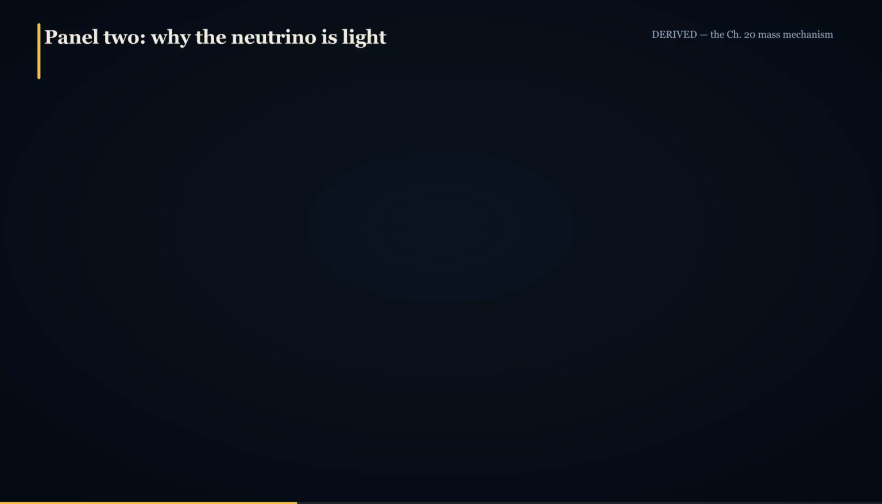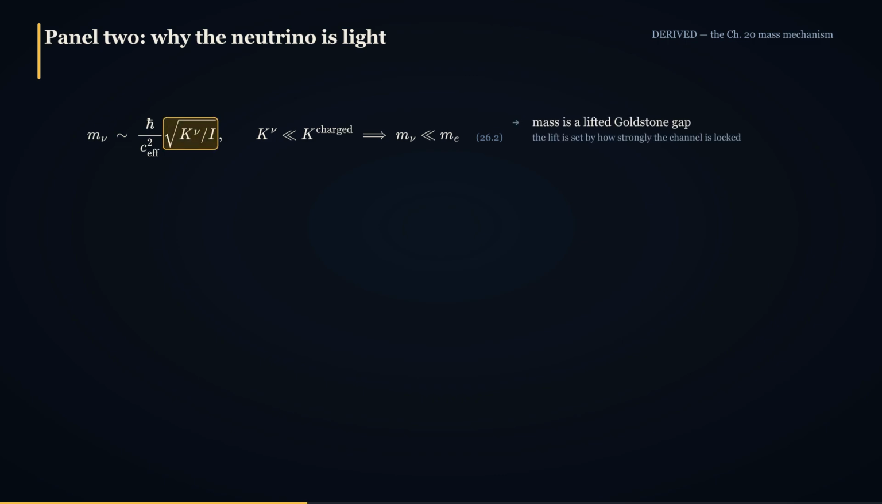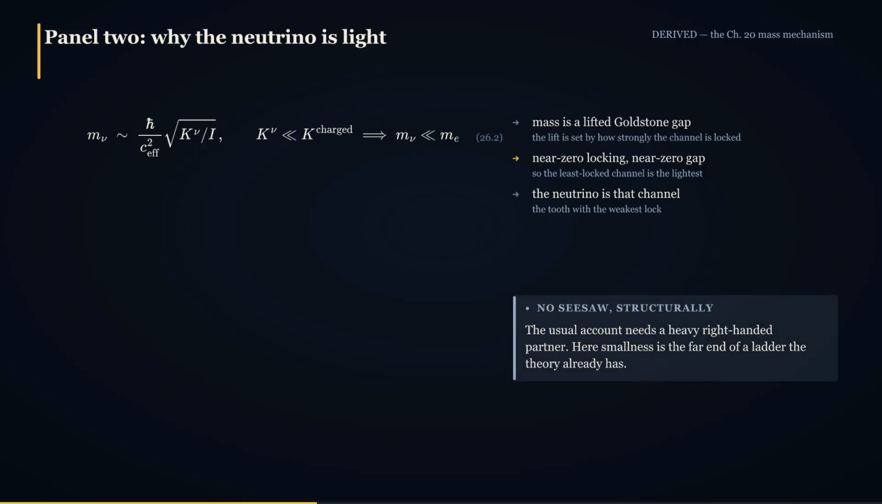Panel 2. The neutrino needs no new machinery at all. It runs on rails already laid. Why is it light? Charged fermion masses here are lifted Goldstone gaps, and the size of the lift is set by how strongly that channel is locked. A channel whose locking is near 0 has a near 0 gap. So the neutrino is simply the excitation of the least locked channel, and its mass goes as the square root of that channel's locking constant. No seesaw is invoked at the structural level.